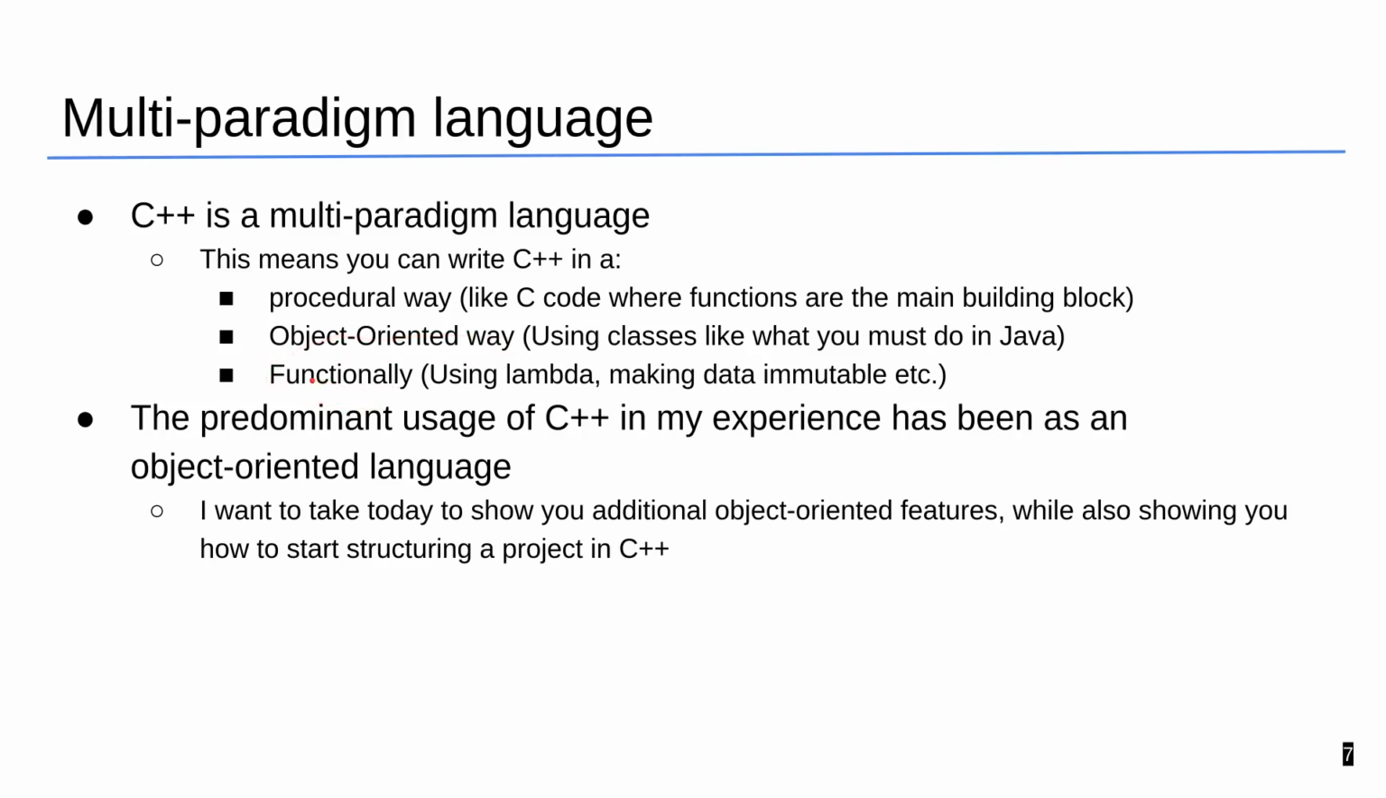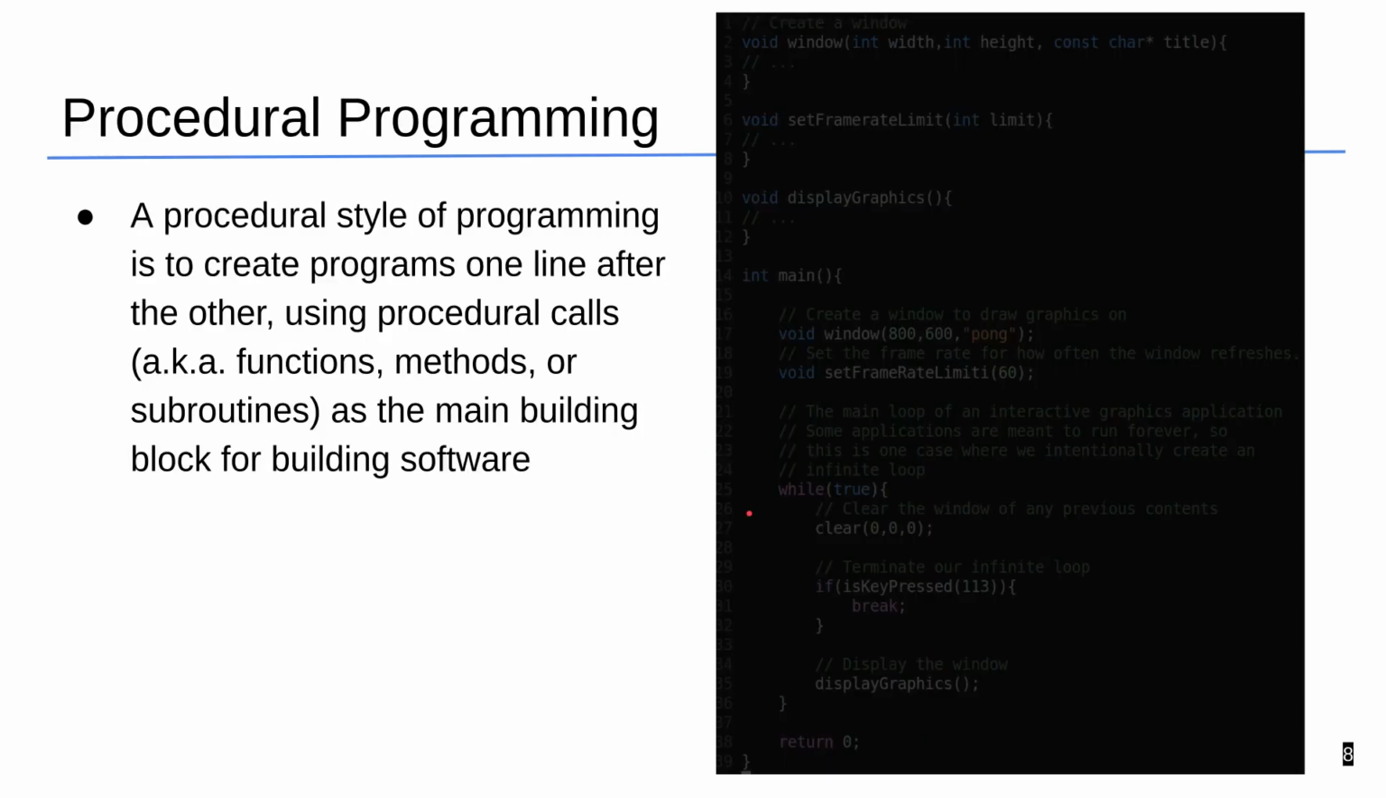So the modern C++ that we're doing, we'll look at a few cases where you can use lambdas, really think about making your data immutable. So this is one other programming paradigm. And there might be others, you can write it in a structured way and so on, okay? But the predominant way, again, as mentioned, that I've seen C++ used is as an object-oriented language. So I want to show you some of those features today.